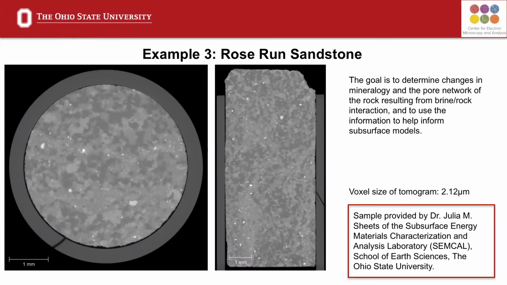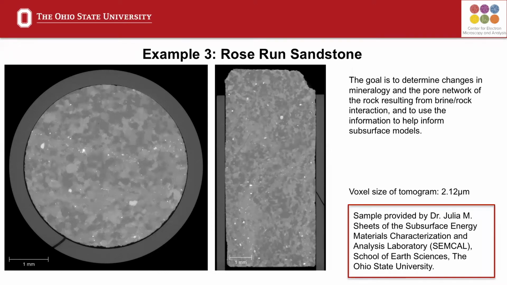Our third sample today is a geology one. Dr. Julia Sheets of the Subsurface Energy Materials Characterization and Analysis Lab here at OSU is using the HeliScan to image small rock cores from the Rose Run Formation. This formation is located in the subsurface of eastern Ohio. On the screen, you can see a central vertical slice and also a horizontal slice from the MicroCT tomogram.